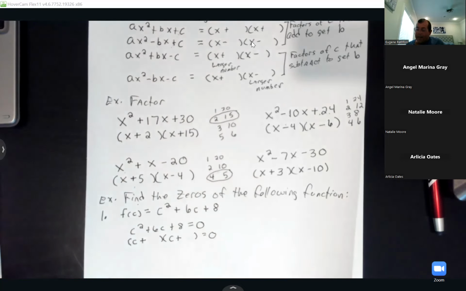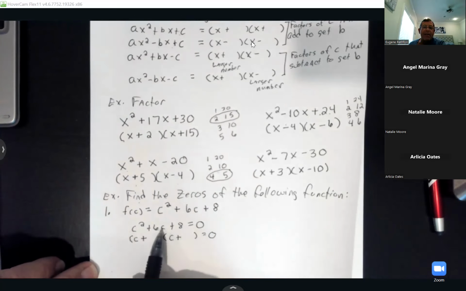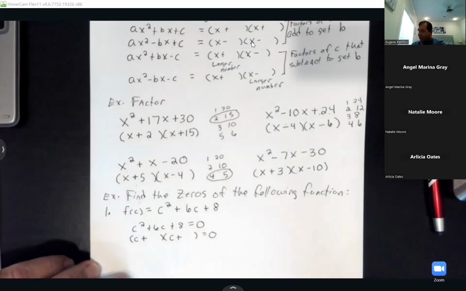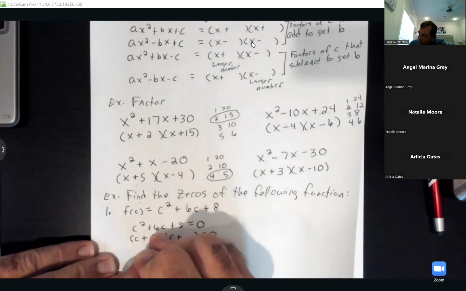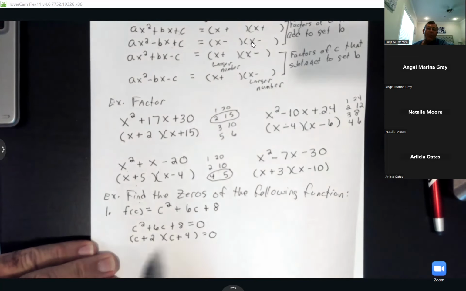So y'all, the question of the day: find me some factors of 8 that'll add to get me a 6. 2 and 4. And it's nice when they're both positive. It doesn't matter where you put the 2, where you put the 4.